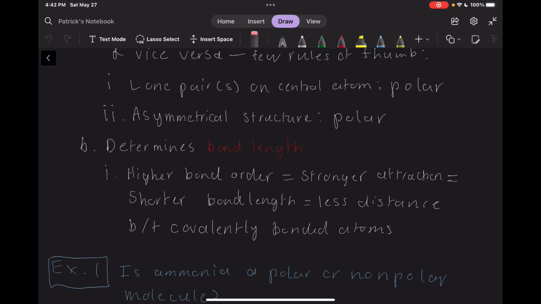A higher bond order equals stronger attraction between the atoms, which equals a shorter bond length and a shorter distance between the covalently bonded atoms. Bond order, if we remember from last time, is how many electron pairs are involved in a bond. We ran into single bonds, double bonds, and triple bonds. Single bonds have the lowest bond order, double bonds are one step up, and triple bonds have the highest bond order. A molecule held together by a triple bond, then, is going to have its atoms closer together than one held together by a double or single bond. That's all we're trying to say here.